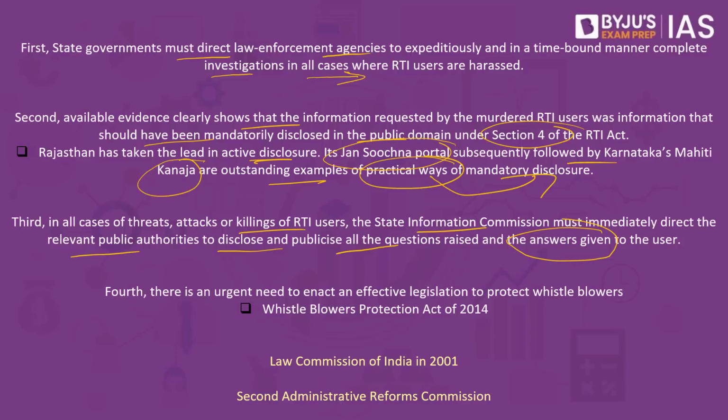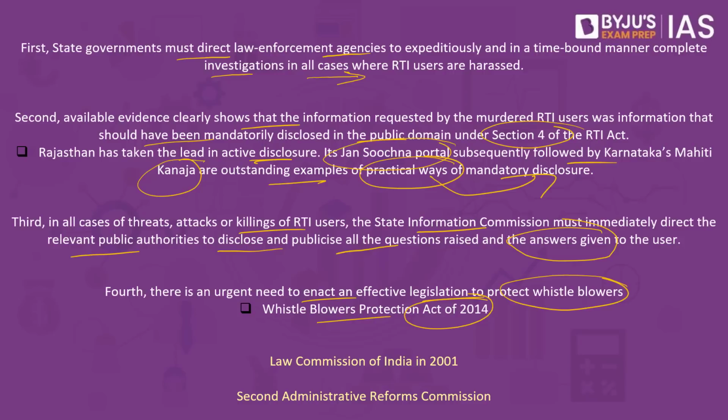Finally, there is an urgent need to enact an effective legislation to protect the whistleblowers. We currently have the Whistleblowers Protection Act of 2014, but it is yet to be implemented. The rules are yet to be sanctioned as well. The rules are yet to come into force as well. Unfortunately, we have the act, but the implementation is not in pace with the reality, and as a result, this Whistleblowers Act of 2014 is also not serving the purpose.